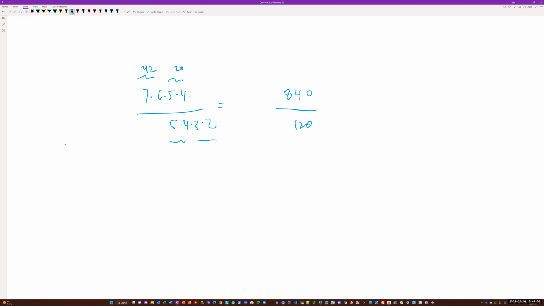Then I could start trying to simplify this, right? And I could do 120 goes into 840, and we get 7. Okay. That's one option. Does that make sense? This is the option someone does when they don't like fractions or they have not been told how to use them correctly. Does that make sense?